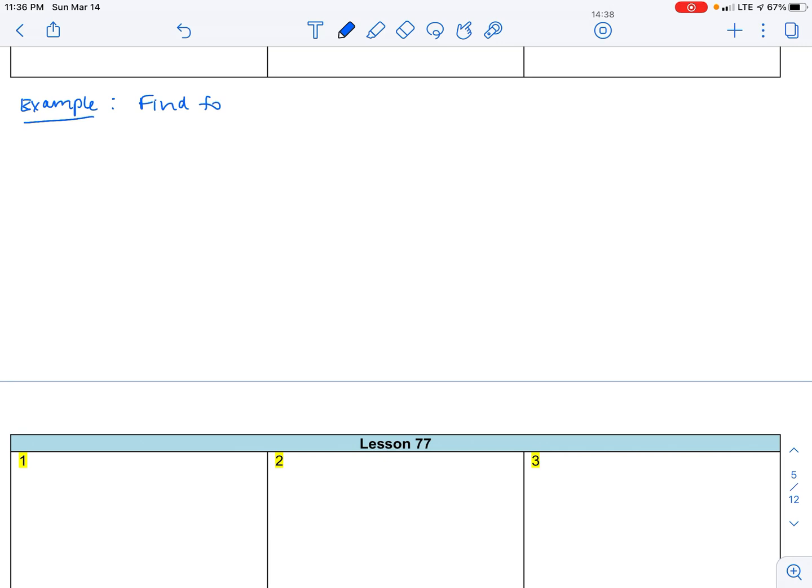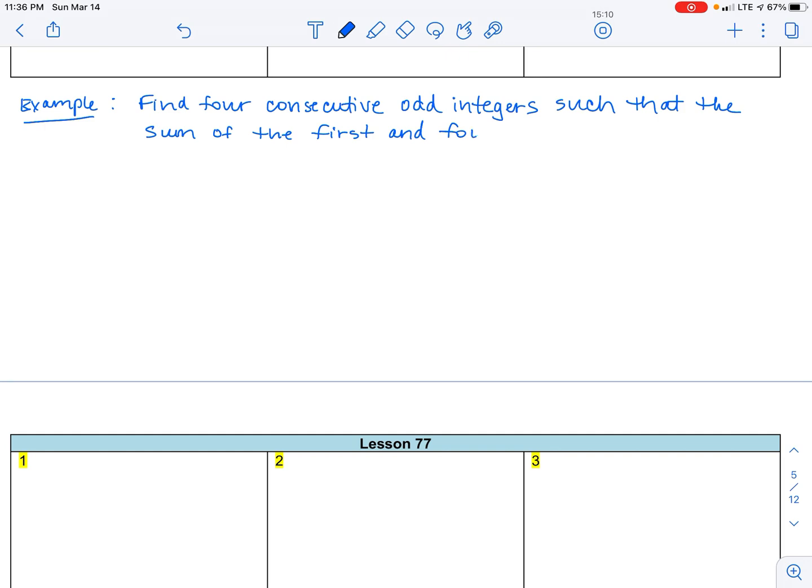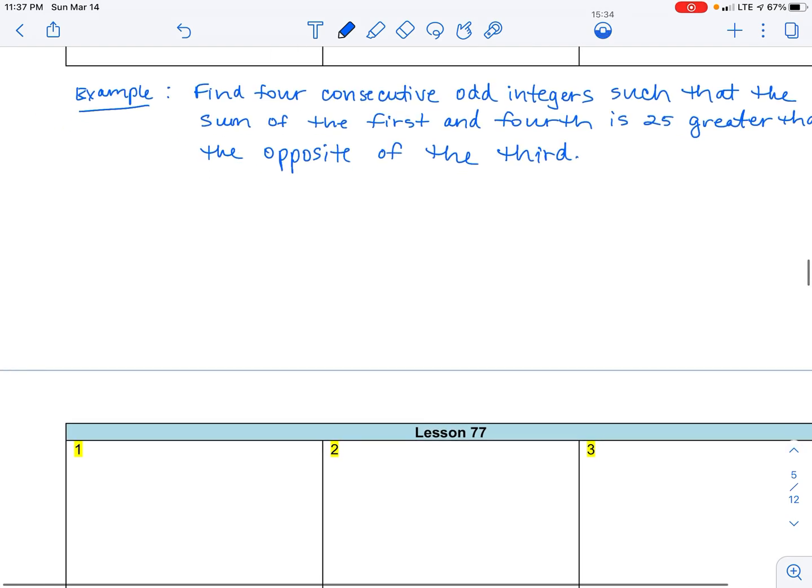All right, here we go. Find 4 consecutive odd integers such that the sum of the first and fourth is 25 greater than the opposite of the third. All right, so let's figure out, first of all, let's designate our unknown numbers.